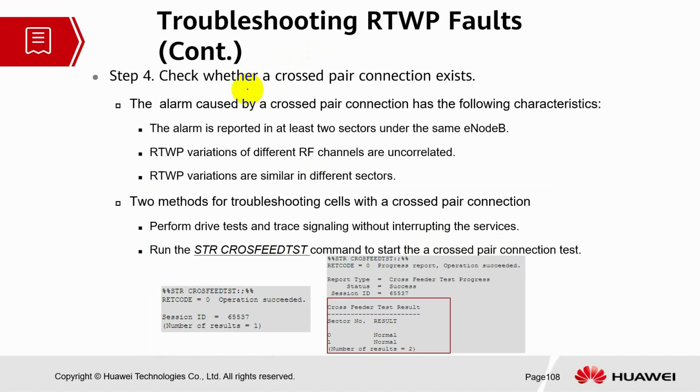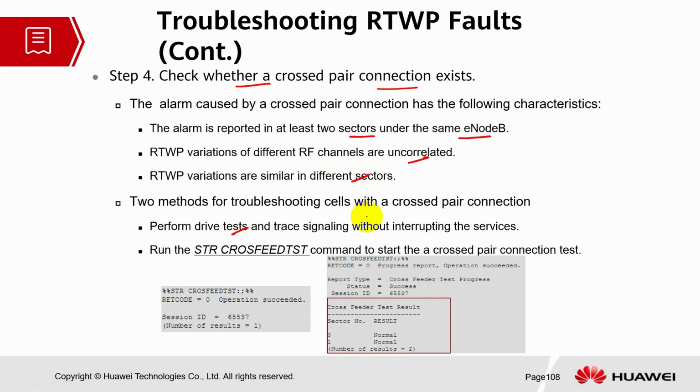Then we can also check whether a cross-pair connection exists. The alarm can be caused by a cross-pair connection. It can be reported in at least 2 sectors under the same eNodeB. RTWP variations of different RF channels are uncorrelated, or variations are similar in different sectors. So what are the methods of troubleshooting the cell with a cross-pair connection?